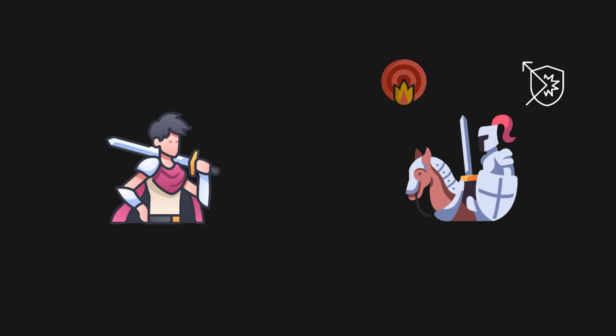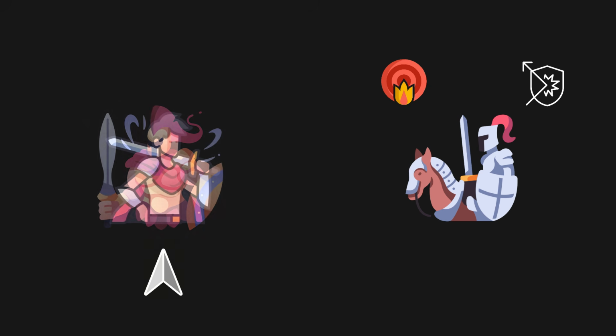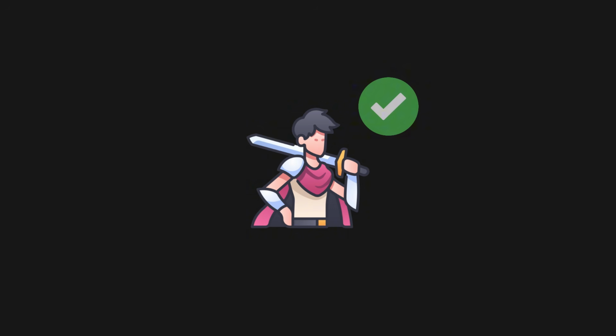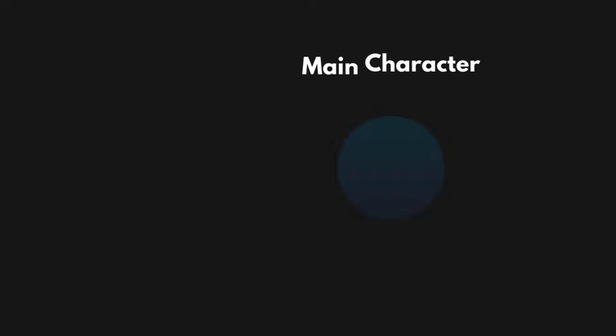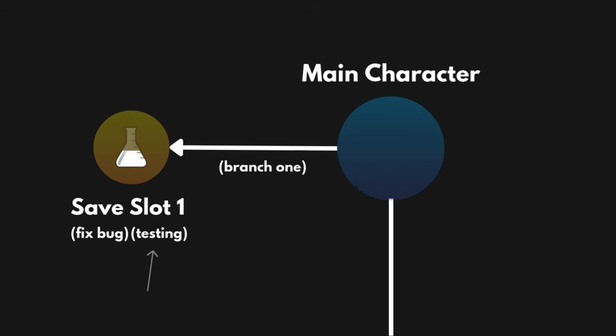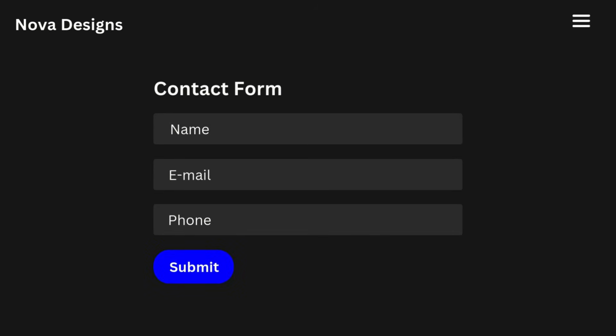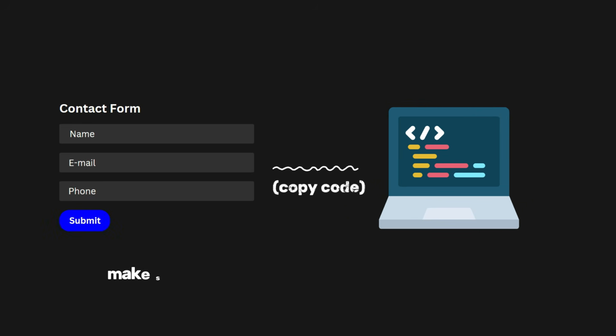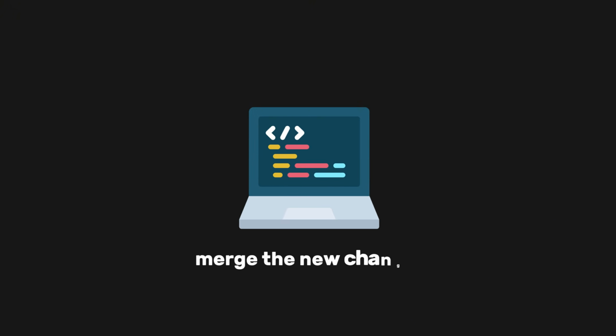If you like how the new skills work, you can go back to your main character and apply those changes there. If not, you just delete the save slot and your main character is safe, unchanged. In Git, branches work just like this save slot. You can test things out in a branch, keep your main project safe, and only bring in changes when you're ready. So to understand this more, imagine you're working on a website project and you want to add a new feature like a contact form, but you don't want to mess up your main project files. We'll create a branch for this feature, make some changes, and then merge it back into the main project.